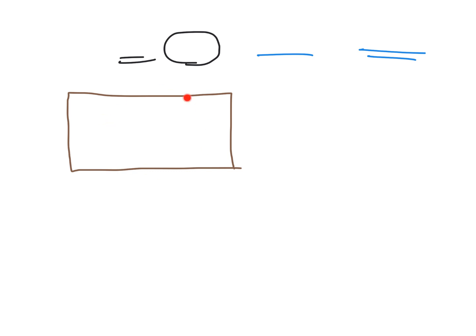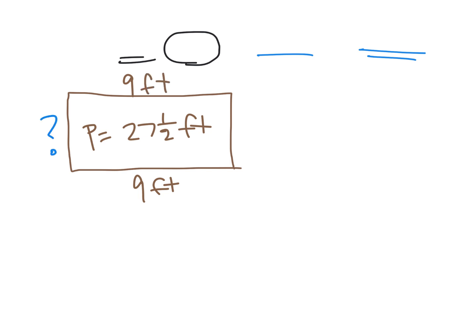So we're going to assume that it's a rectangle. And the perimeter is 27.5 feet. And the length is 9 feet. And so that means up here is 9 feet. But the question is, what is this width and what is this width?